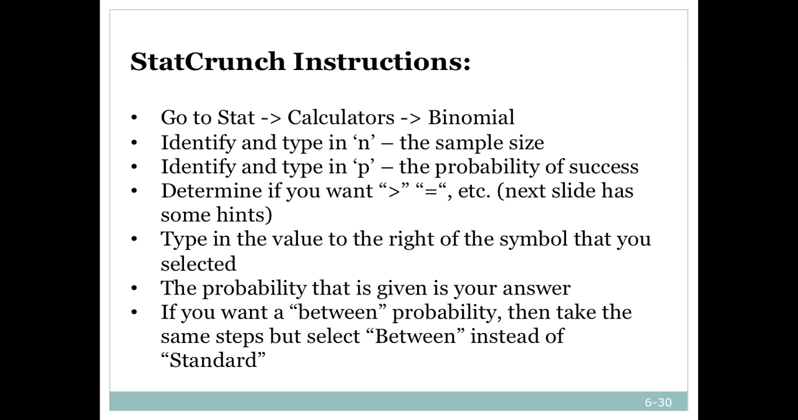But if you want an inequality where you have a between value, meaning you want x between values of 3 and 5 or something like that, then when you go into Stat, Calculators, Binomial, what you'll see at the top is that it defaults to standard. You can select between if you want it to be between 2 values.